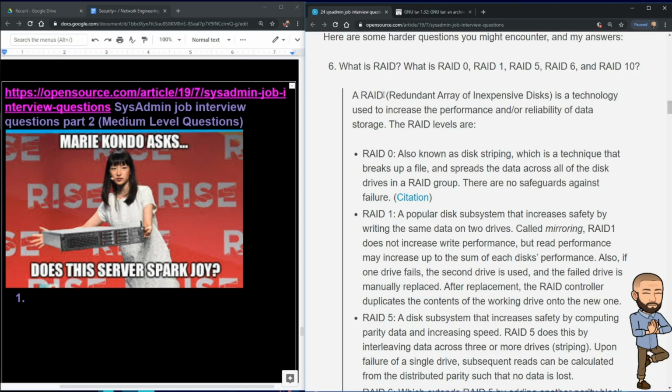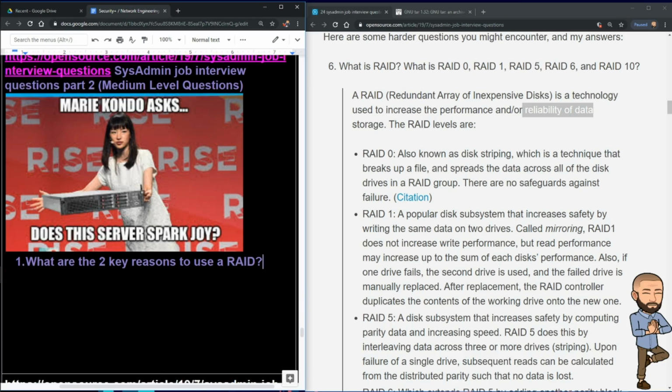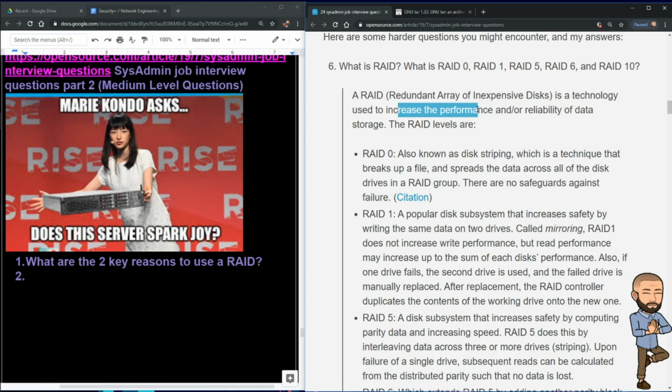First, know that RAID stands for a redundant array of inexpensive disks. The goal of using this is to increase the performance and reliability of data storage. So my first question is, what are 2 key reasons to use a RAID? And the answer is to increase performance and reliability, like in backups and the ability to depend on that data still existing no matter what happens.